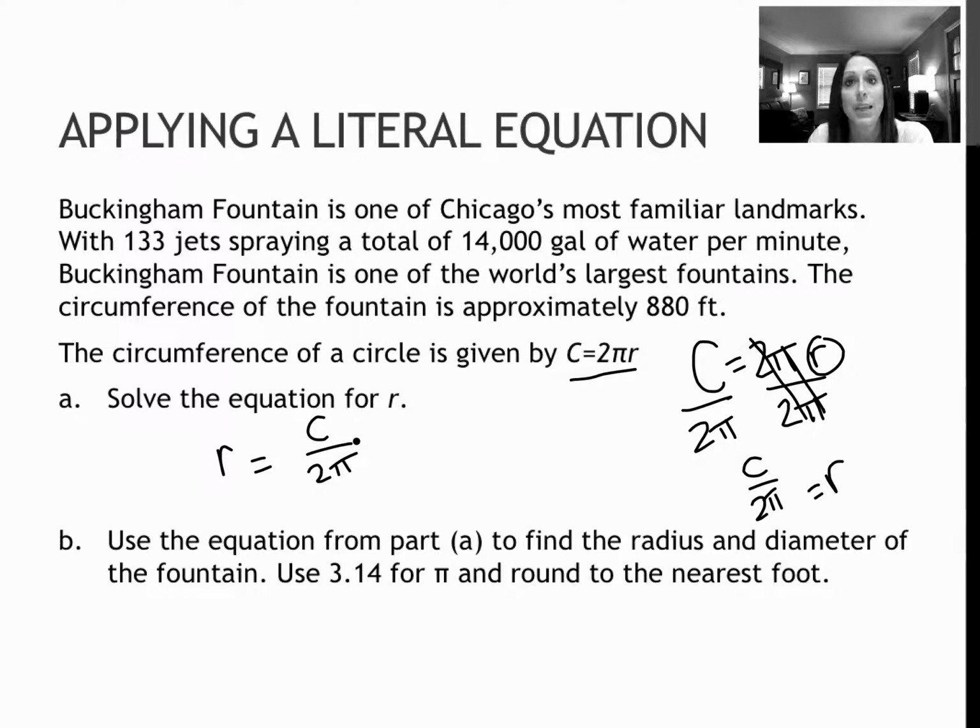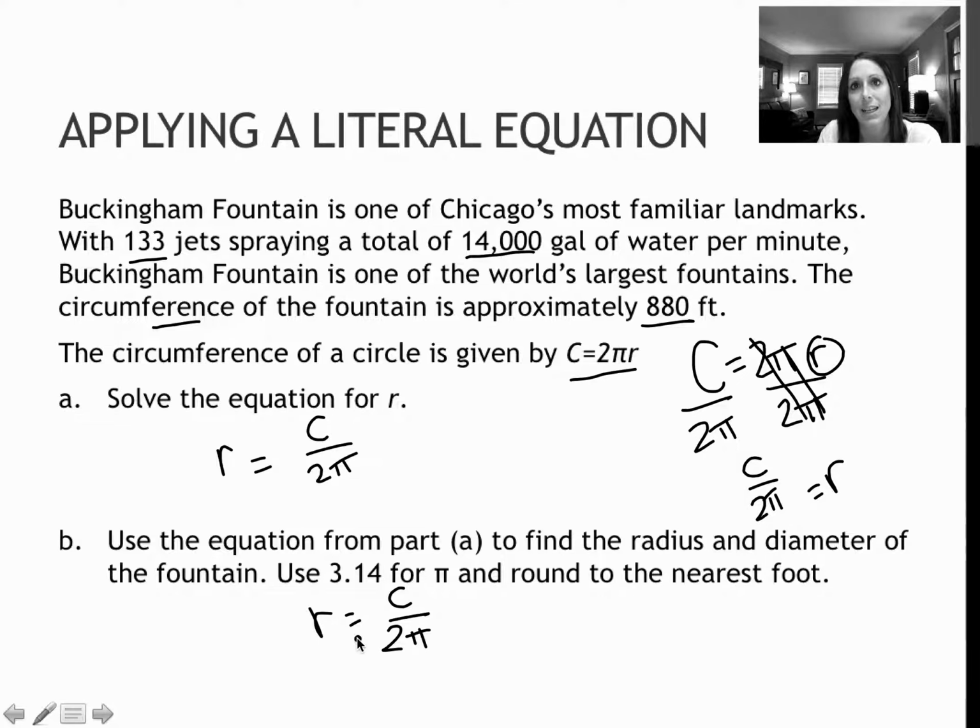Now, for part B, however, they're asking us to go ahead and use that. So I'm going to start with r equals c over 2 pi, and I'm going to plug in the information that they give me. So notice up here in the question, I've got 133 jets. I've got 14,000 gallons of water per minute. And I've got 880 feet, which is the circumference. So they're throwing extra information in there just to throw you off and see if you're paying attention.